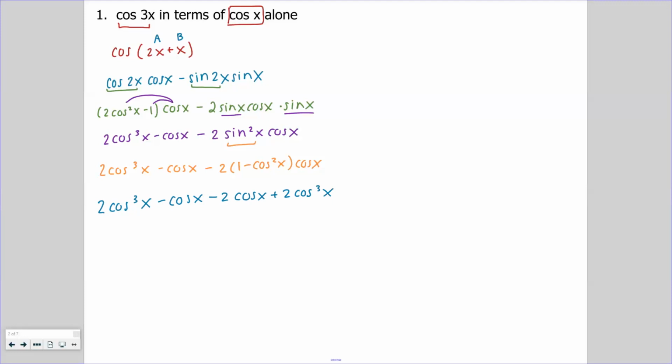And then the last thing I can do is combine some like terms. So I've got cosine cubed here, and I also have just cosine x's. So I have a total of 4 cosine cubed and negative 3 cosine x's. All right, that's it, final answer. We've got it down in terms of cosine and just cosine alone. That's what we're looking for. All right, questions?